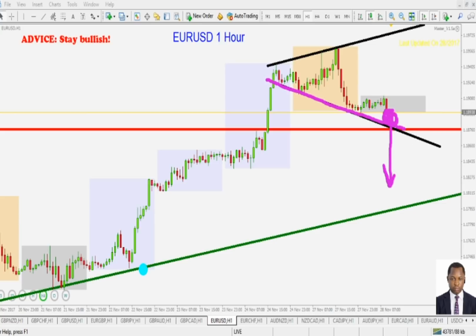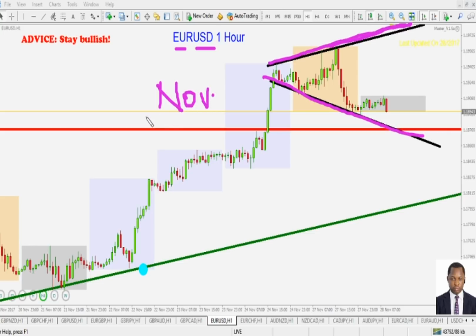All right, so this is what we are having right now. It's an expanding triangle. The euro against the American dollar is moving into a bit of a market confusion as the month of November is coming to an end. All right, so the implication here is that you should be seeing some little ranges around in here before price finally takes off for December.